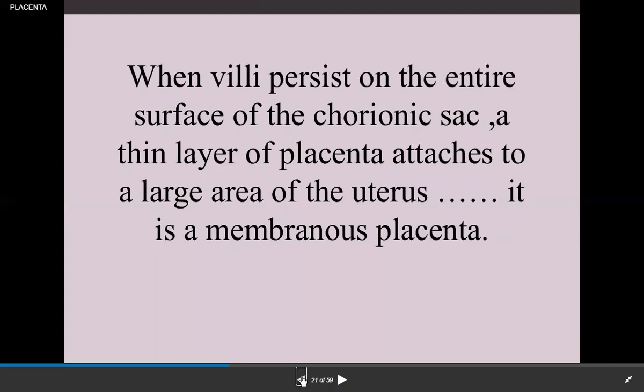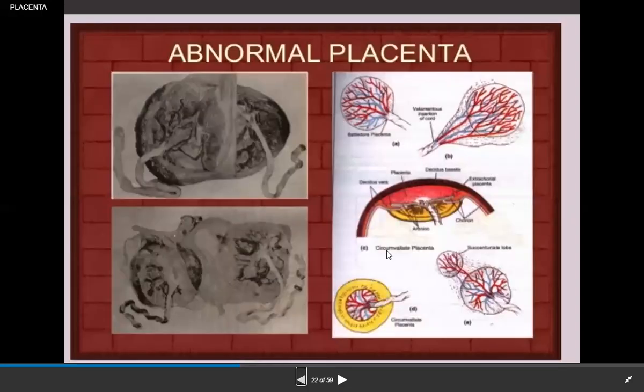When villi persist on the entire surface of the chorionic sac, a thin layer of placenta attaches to a large area of the uterus, and it is called a membranous placenta. Then, these are the abnormal varieties of placenta. From here also the umbilical cord arises. From here also the umbilical cord arises. This is the abnormality we are talking about.